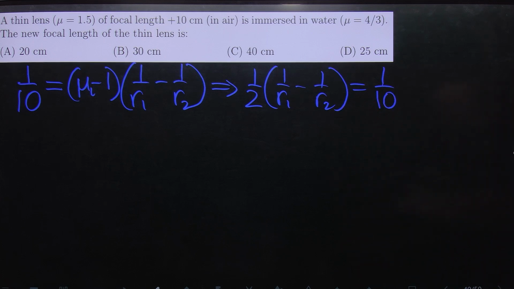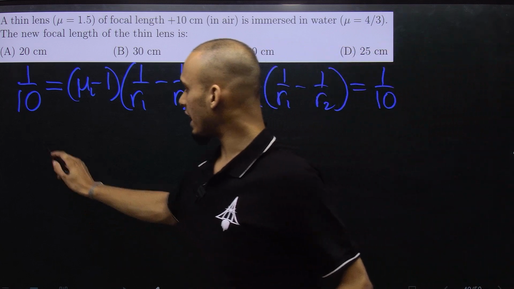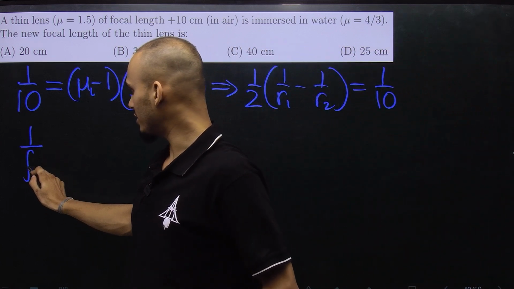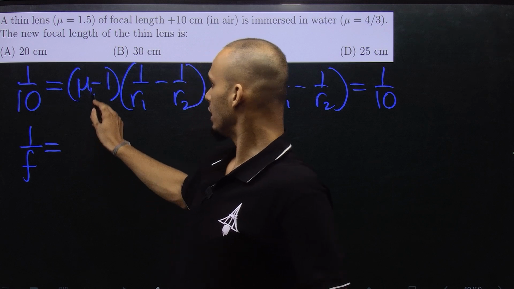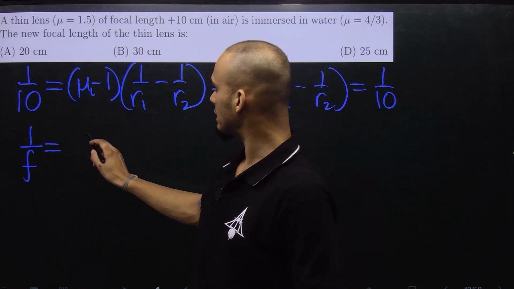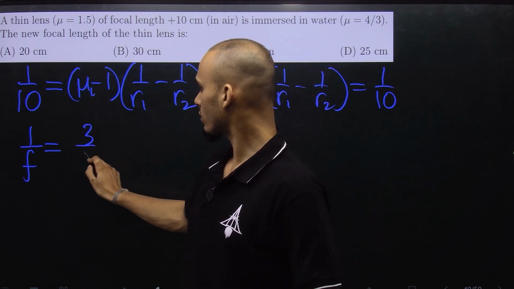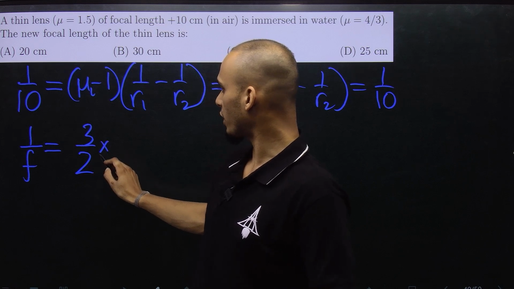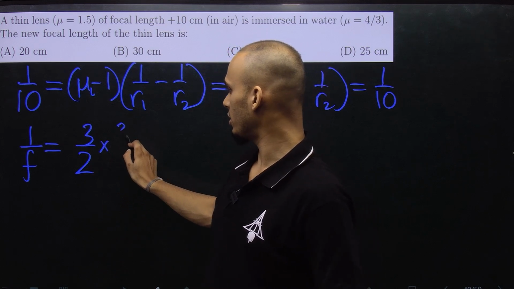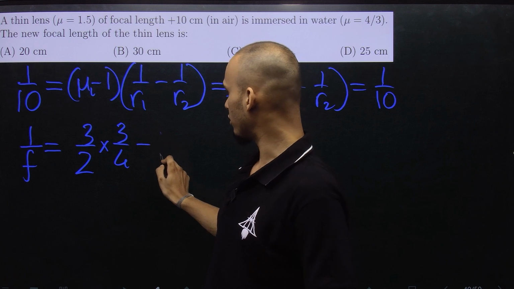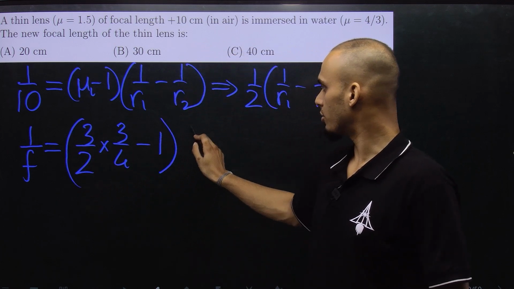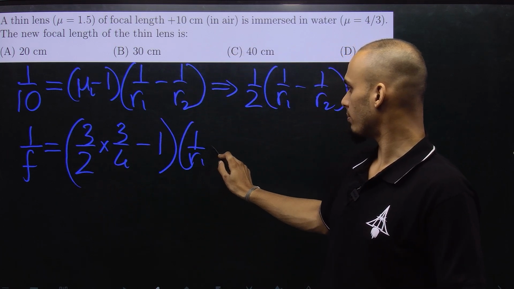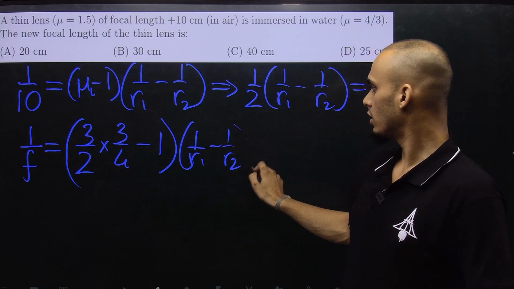Now once the lens is immersed in water, we can again apply the lens maker formula as 1 upon f will be equal to mu of lens, which is 3 by 2, minus mu of water, which is 4 by 3. So the denominator will be 3 by 4, minus 1, into 1 upon r1 minus 1 upon r2.